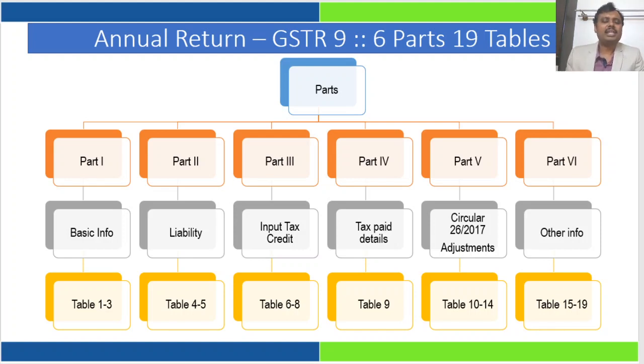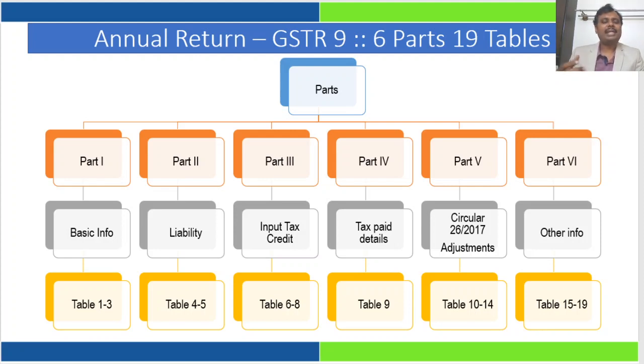Obviously, after the liability and turnover, what comes is input tax credit. So part 3 deals with input tax credit. Table 6, 7 and 8 deal with it. Table 6 captures the information of input tax credit availed. Table 7 covers input tax credit which is reversed during the period. Table 8 is on reconciliation with GSTR 2A.